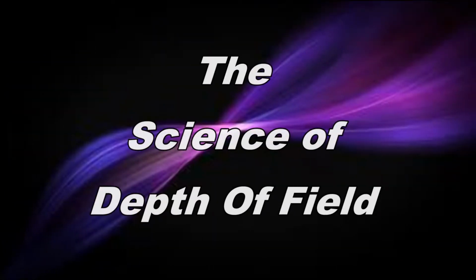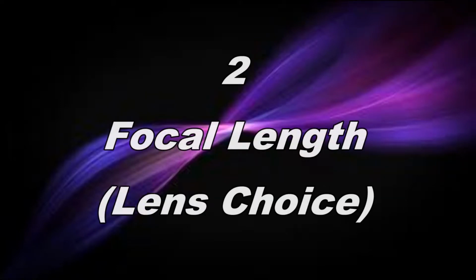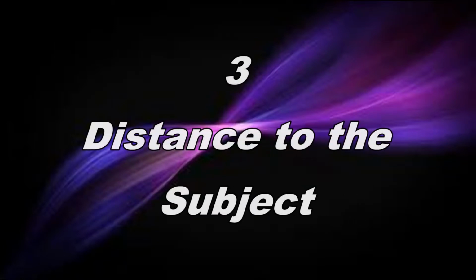Now the science of it. To shoot a picture with shallow depth of field, all you have to remember is three different things. Number one is your f-stop, which is your aperture. Number two is focal length, which is the kind of lens you are using. And three, the distance to the subject.